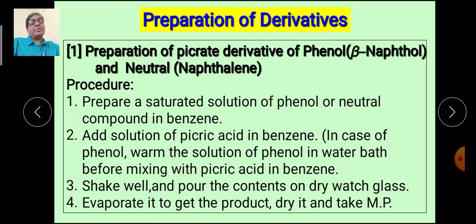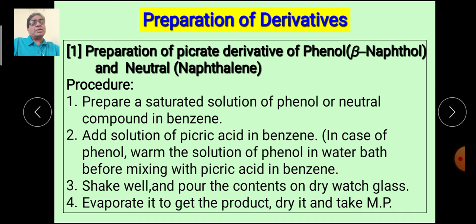Now these derivatives are used extensively in organic chemistry to assist in identifying compounds, and therefore derivatives are important. From this derivative we can have the knowledge of original compound. The first derivative is preparation of picrate derivative of phenol. The compound is beta-naphthol, and second is a neutral compound, that is naphthalene. We are going to prepare picrate derivative of these two compounds.